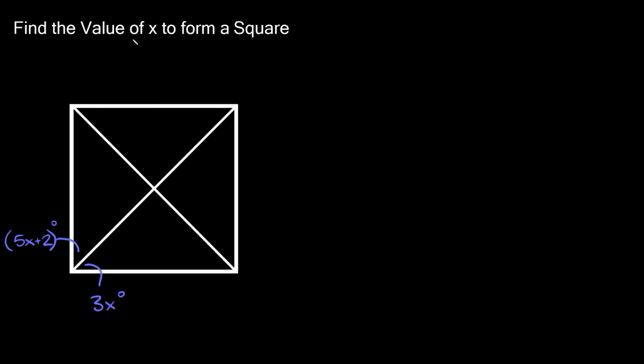In this one, we have to find the value of x to form a square. Here we're given 5x plus 2, which is this angle right here, and 3x degrees is this angle right there. Now remember, the whole corner of a square is equal to 90 degrees. They form right angles. So we have 90 degrees right there, right there, right there, and right here. If we add up these two angles, they should add up to 90 degrees. So we can simply say that 5x plus 2 plus this angle, 3x, is equal to 90 degrees.